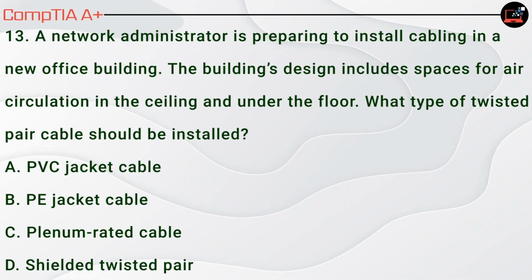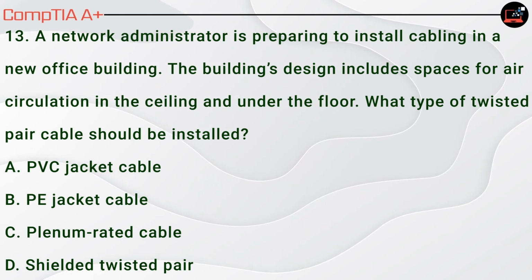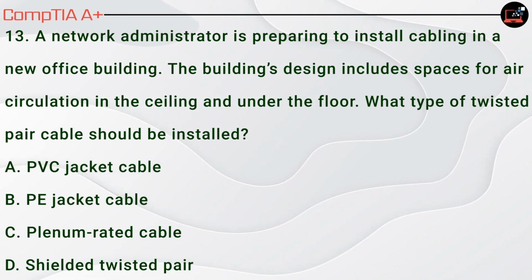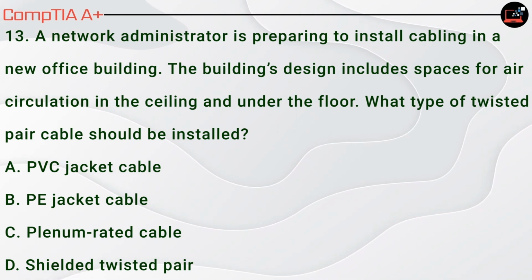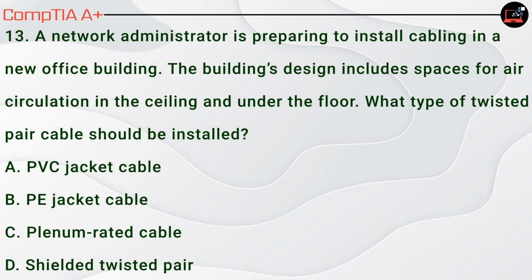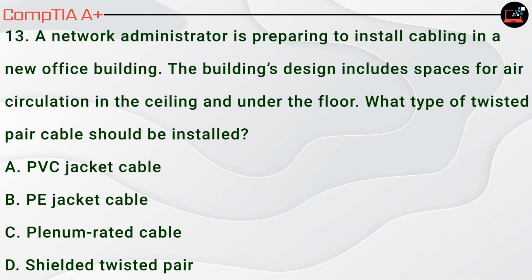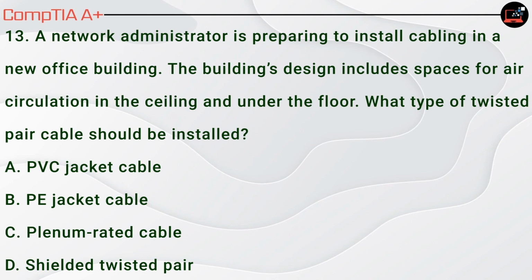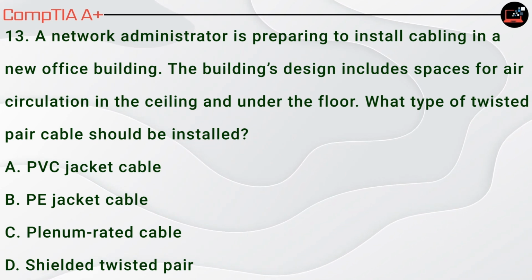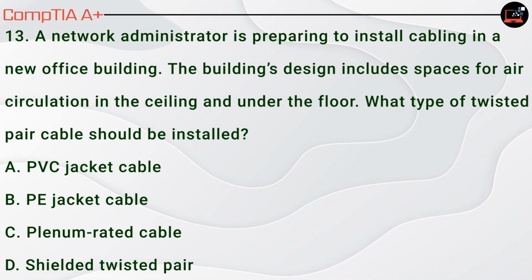A network administrator is preparing to install cabling in a new office building. The building's design includes spaces for air circulation in the ceiling and under the floor. What type of twisted pair cable should be installed? A. PVC jacket cable, B. PE jacket cable, C. Plenum rated cable, D. Shielded twisted pair.